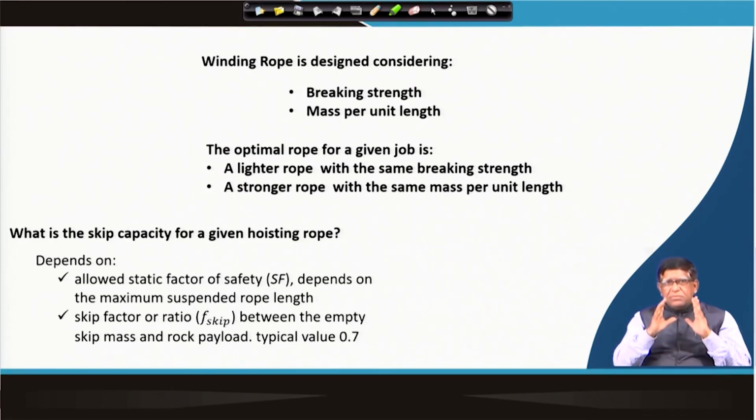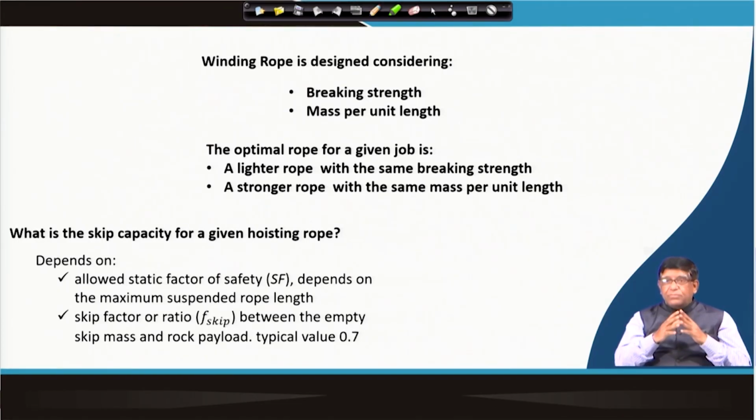Now, the skip capacity which you will be lifting with a given rope will depend on the allowed factor of safety. This safety factor is a very important thing. You may decide to have a factor of safety of 5, 6, 7, or 1.5. That is how much risk you are taking, and that factor of safety will depend on the maximum suspended rope length.